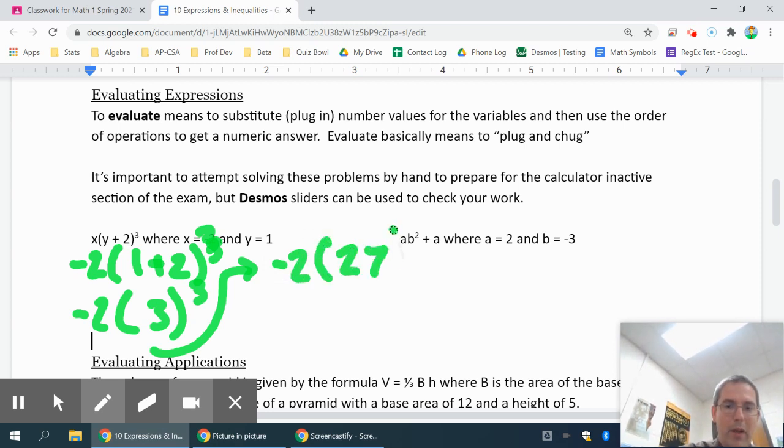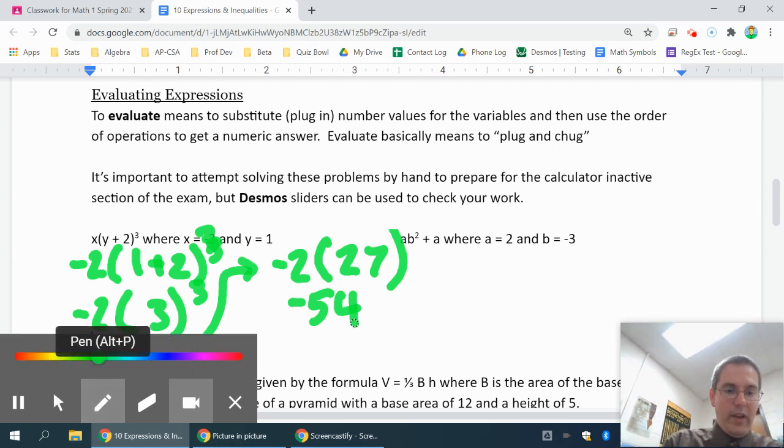Once again, I get that by doing 3 times 3 is 9, times another 3 is 27. That's how you evaluate an exponent. And then I multiply a negative times a positive is a negative, so that is -54. You could multiply that out, or for a small number like 2, you could have gotten the answer by doing 27 plus 27. This next one, I'm going to go ahead and switch colors and try it.